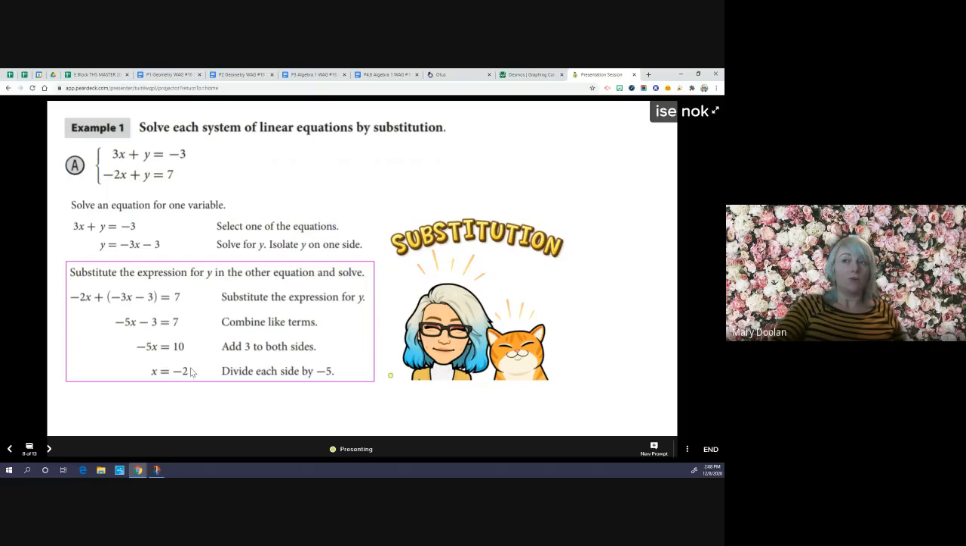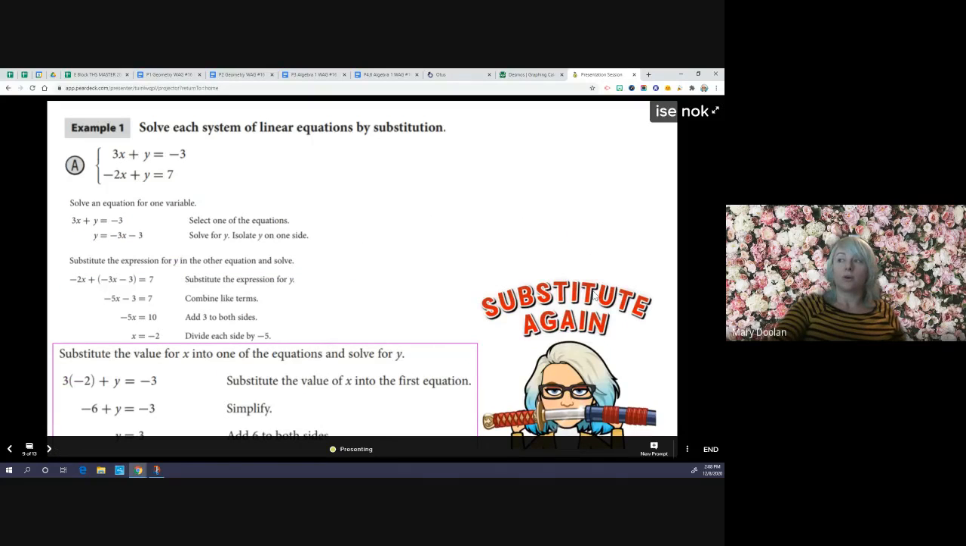Now I know what the x coordinate is. X is negative 2. I still have to figure out the y coordinate, and so we substitute again. We're going to substitute the value that we just found, x equals negative 2, into one of the equations and solve for y. It does not matter which equation you choose. You could choose this one, or this one. You can even choose this one if you wanted to, which has y already isolated, which I think is a good choice, but you choose one.